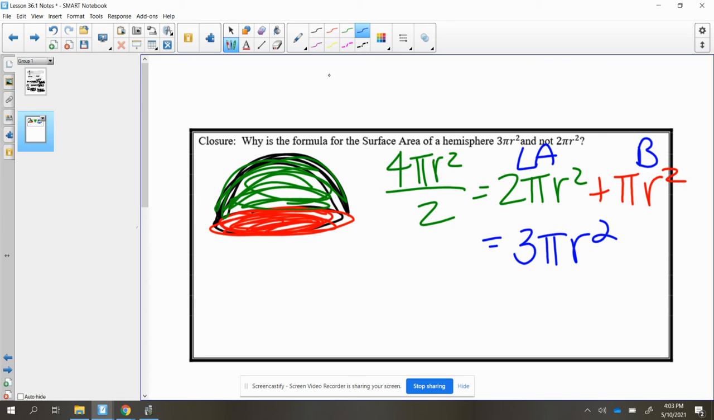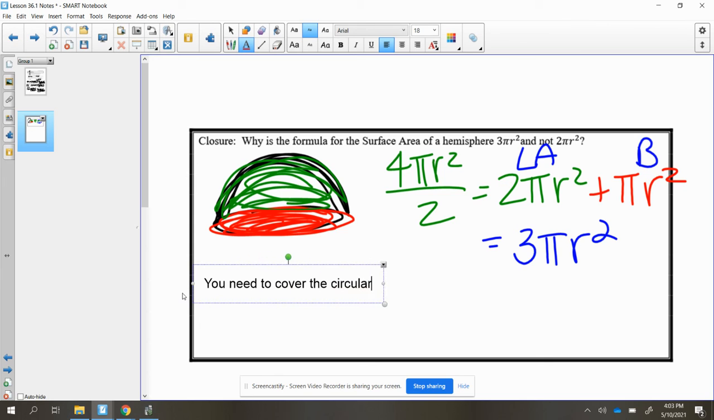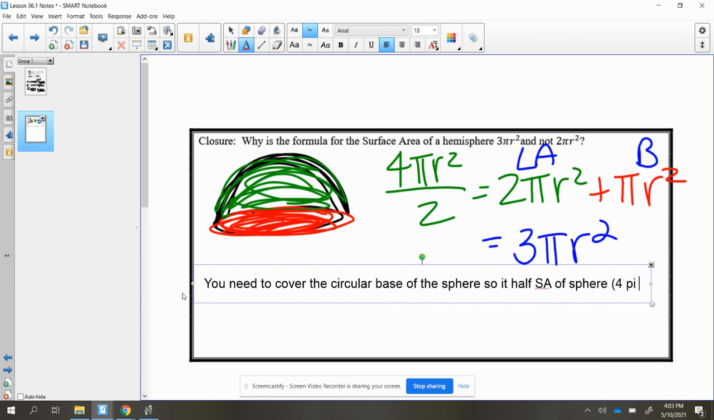So if we're looking to write this in word format, we need to cover the circular base of the sphere. So it is half the surface area of a sphere at 4 pi r squared divided by 2, but add pi r squared. That's where this is all coming from.